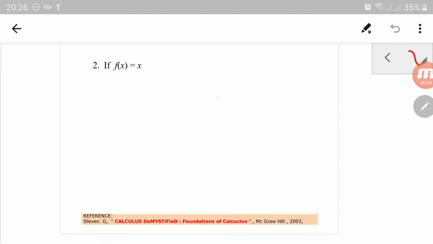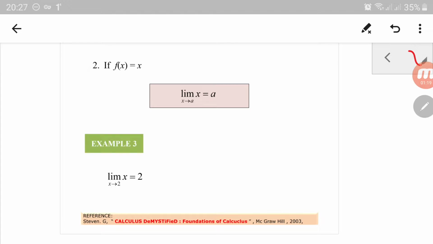just now the function was a constant. Now we have the function as x, a variable x that we don't know. When x approaches a value of a, the limit of the function x as x approaches a is the number that it approaches, which is a itself. One example like that: limit of x as x approaches 2 is 2.